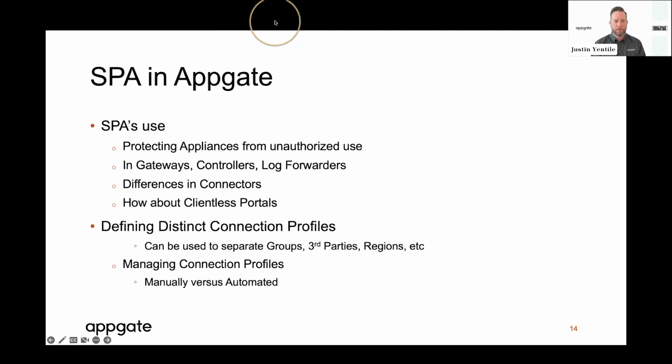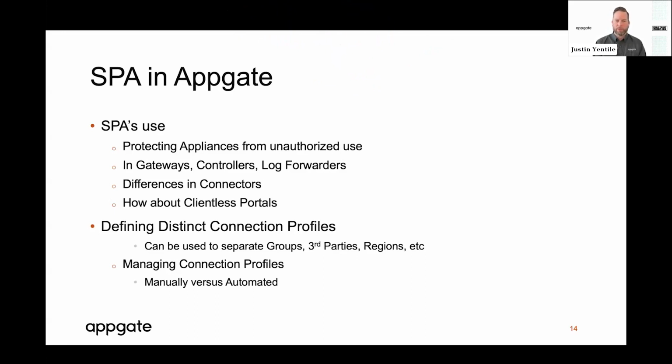An AppGate collective will have a number of different types of appliances. And essentially, all of those appliances need to be able to communicate back to the controller itself, which is really the brains of our solution. And so we use SPA for allowing gateways to receive that information back from the controller. We also allow controllers to communicate with other controllers using SPA. Log forwarders and log servers are all going to use SPA to establish their connection back to the controllers.